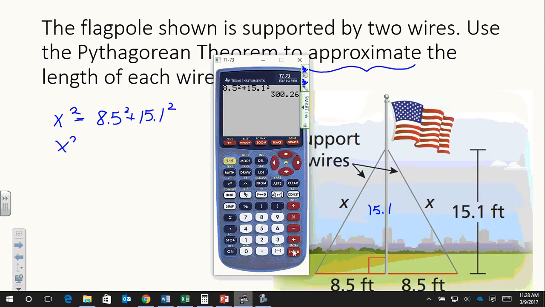So if x squared is 300.26, we want to take the square root, right? So you shouldn't have to retype these things in. Most of your calculators are going to have an answer button. Okay, so start using it. It'll save you time. So we want to do a square root. The square root is the shift or the second of my squared button. So square root of, and then answer, second answer. And we get 17.3. Okay, so x is 17.3.